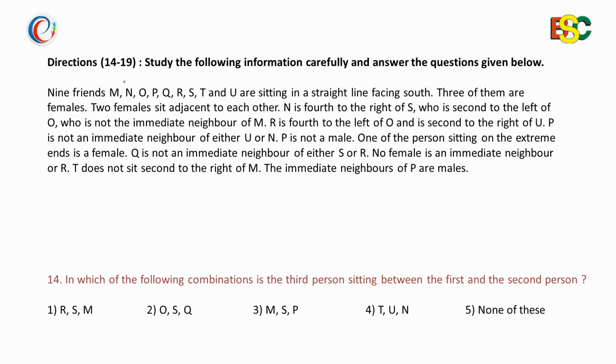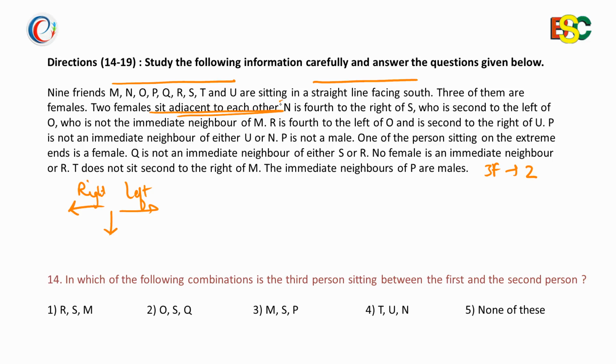Okay, in this question there are a total of 9 students or 9 friends who are sitting in a line facing south. So all are facing south. If they are facing south, then this becomes their right and this becomes their left. Three of them are females, and out of the 3, 2 are sitting adjacent to each other.